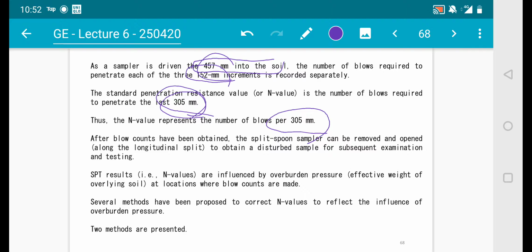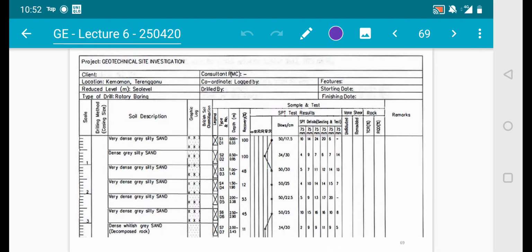So SPT results are influenced by overburden pressure, the effective weight of overlying soil at the location where blow counts are made. So that's why you're going to have some correction being made. Now several methods have been proposed to correct N values to reflect the influence of overburden pressure. Two methods are presented. Before we move into the methods, let me show you how this is calculated.